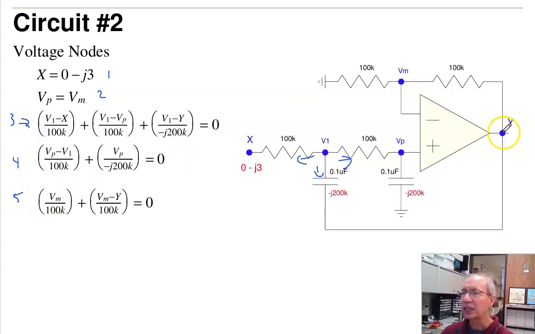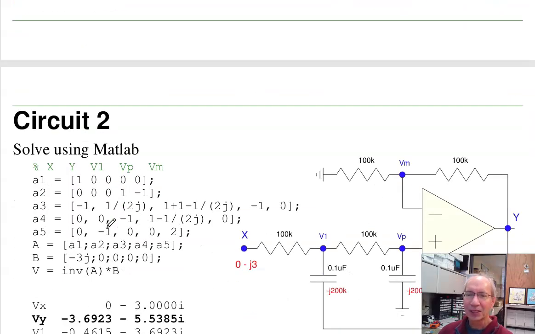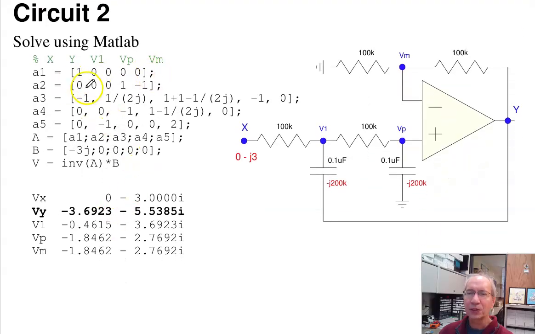And note that again, I do not write the node equation at Y because I don't know what this current is. I can't write the node equation if one of the currents is unknown. 5 equations, 5 unknowns. This is where I would use MATLAB. Input the first row, second row, third row, fourth row, fifth row, put in, solve. Here's the voltages.